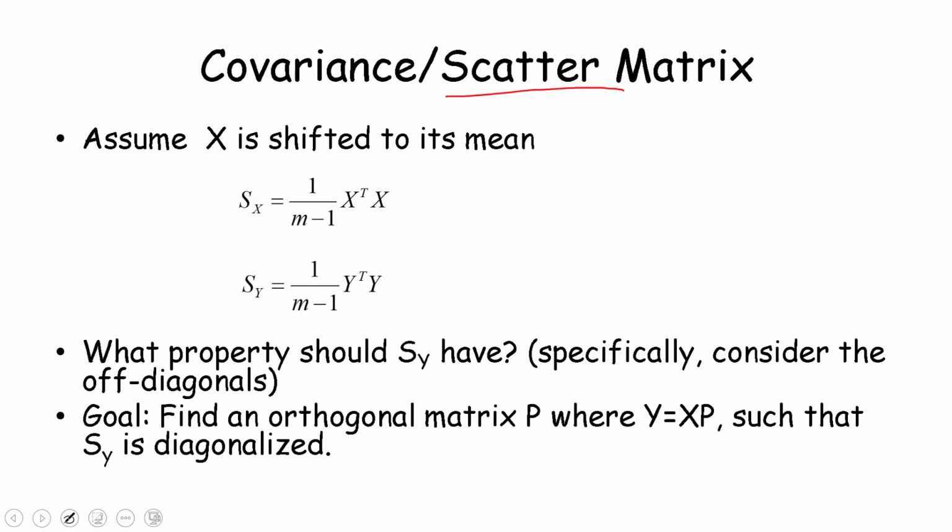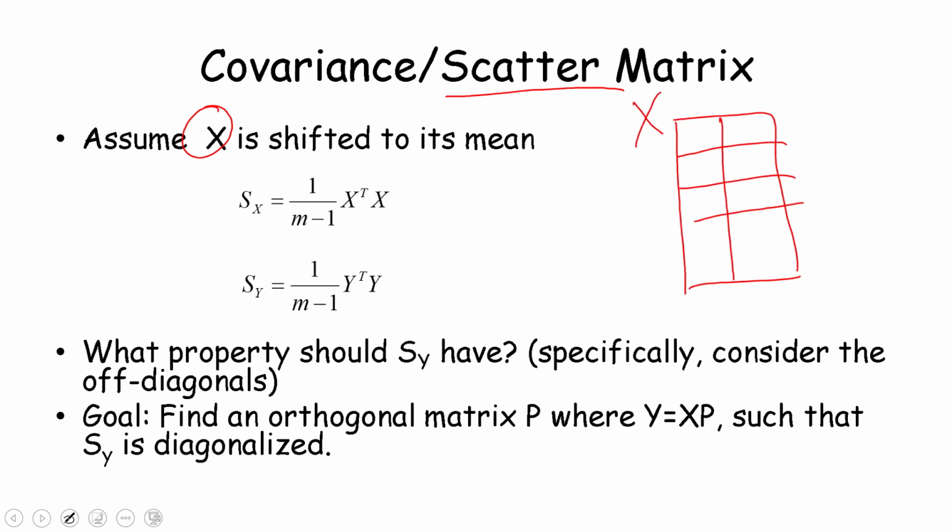The scatter matrix is another term we use for the covariance matrix. Let's use capital X to represent our original data set. And let's assume that we have already shifted X to its mean, which can be done by finding the mean value of each column and then subtracting that from every value in that column. After this shifting, the mean value of each column would end up being 0.